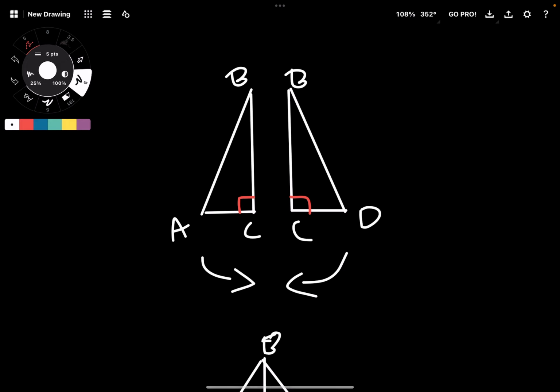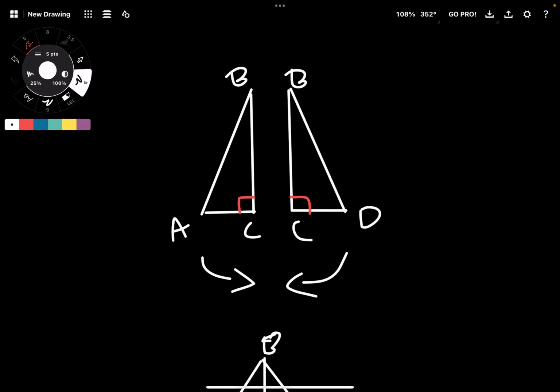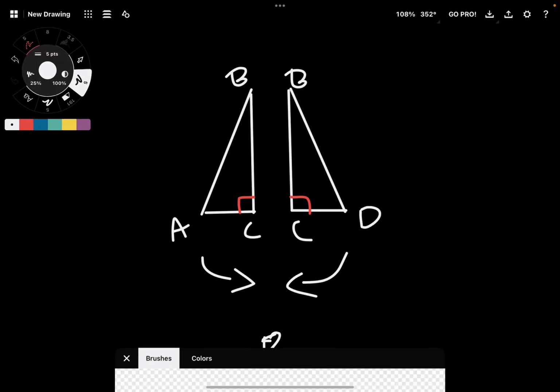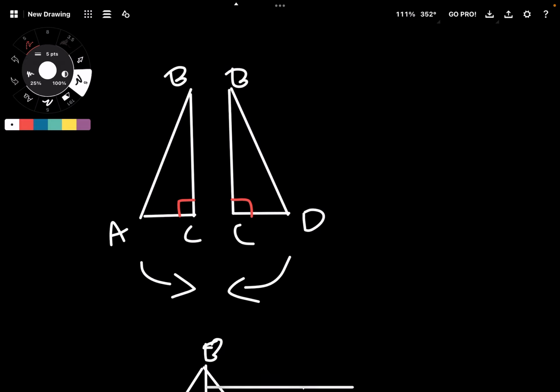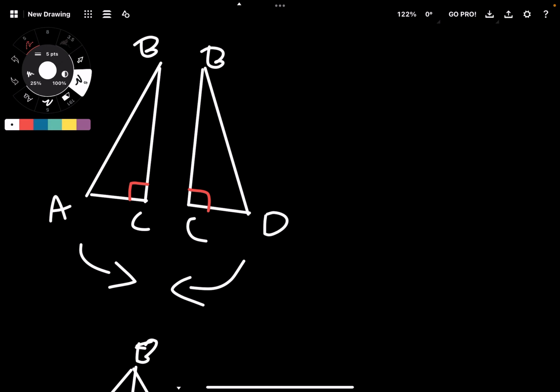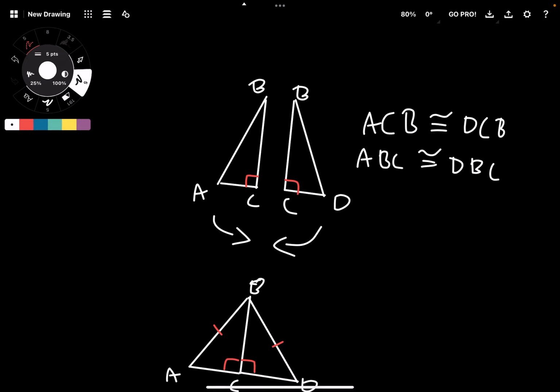Now, the first triangle is named triangle ACB. It can also be ABC, it doesn't matter. So we have triangle ACB and triangle DCB. And in this case, both triangles are congruent. This is the given here. ABC is congruent to DBC. Here, this is our given right here.